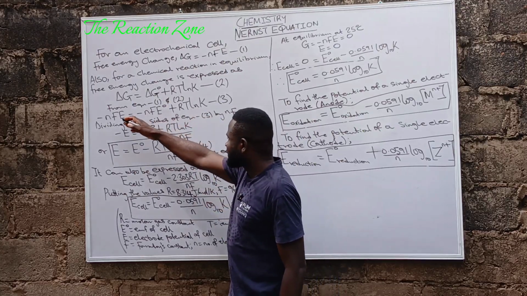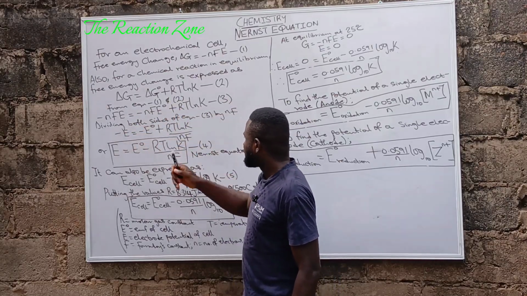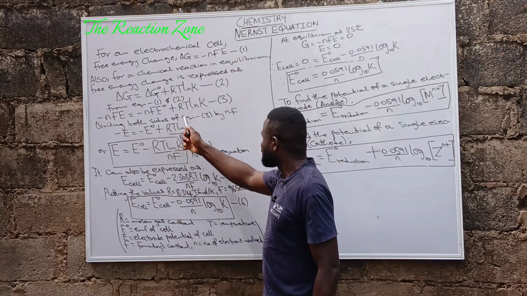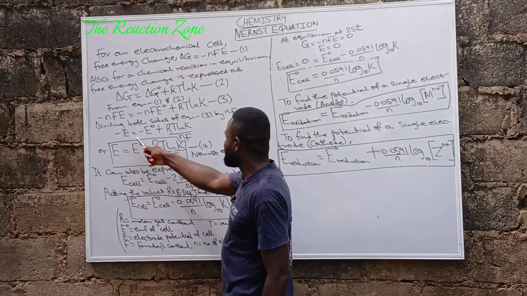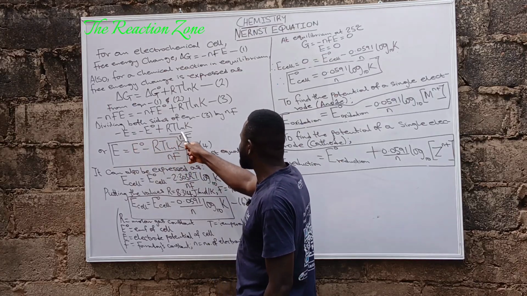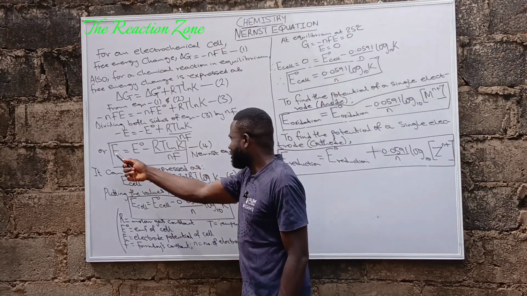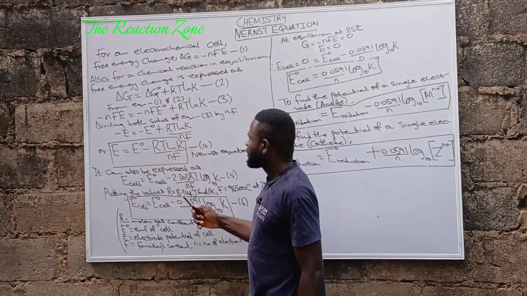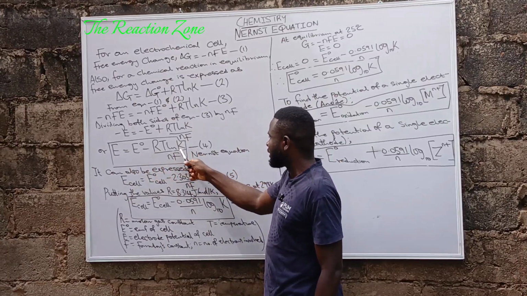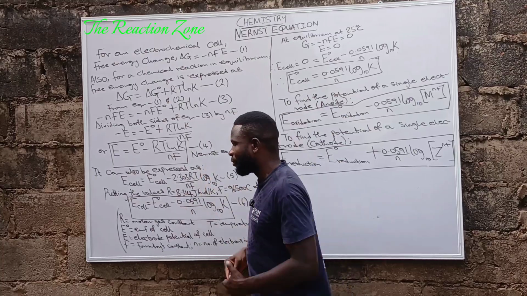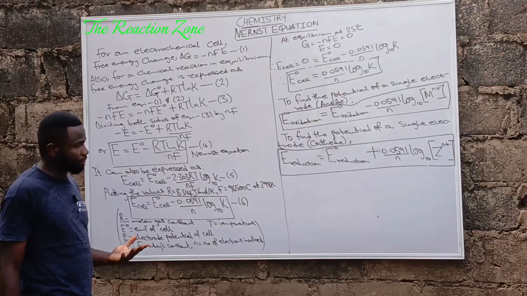Now, looking at the left and right hand sides of equation 3, NF is common. So I can decide to divide both sides of equation 3 by NF. And if I do that, I will have minus E is equal to minus E naught plus RT ln K over NF. And then, if I decide to divide across by minus 1, I will have E is equal to E naught minus RT ln K over NF as equation 4. Now, this equation 4 is actually the Nernst equation.